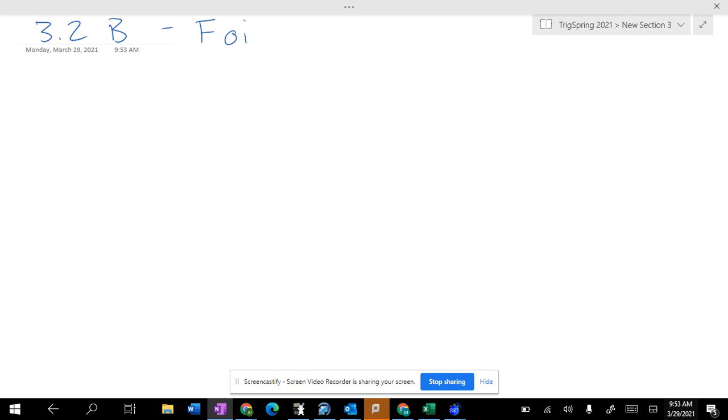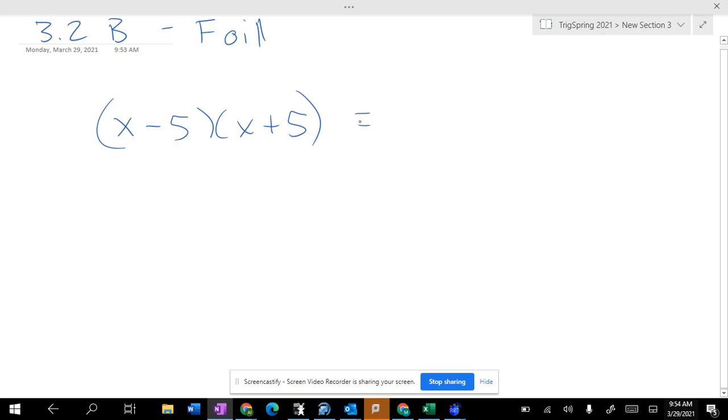FOIL today. Very simple concept of FOIL. All right. So if we have x minus 5 times x plus 5, we FOIL that to be x times x is x squared plus 5x minus 5x minus 25, right? And the middle two terms do what? Cancel. So it's just x squared minus 25, right?